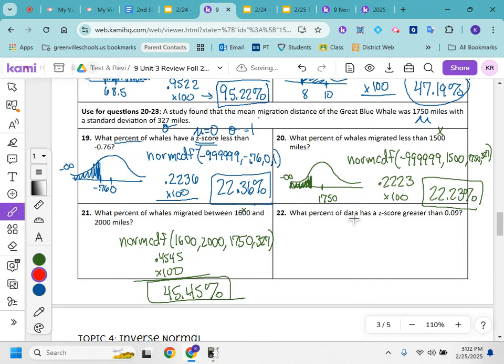All right, what percent of data has a z-score greater than 0.09? We don't care about this problem at all. We could be talking about anything, but since we have a z-score, we're using a mean of 0 and a standard deviation of 1. So normal CDF, greater than is to the right, a little past 0. This should be close to 50 because that's almost at 0. So 0.09 to infinity, or a very big number.